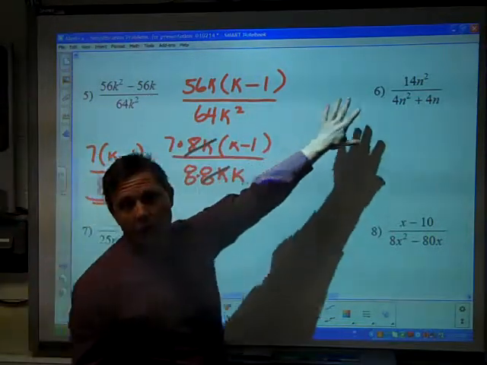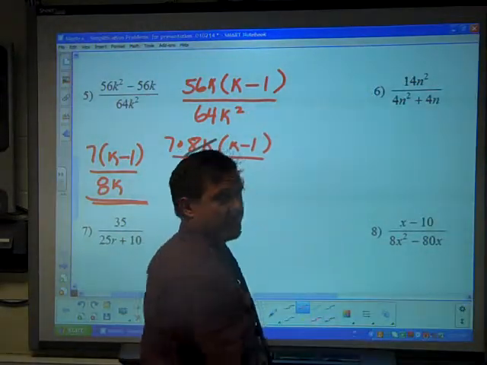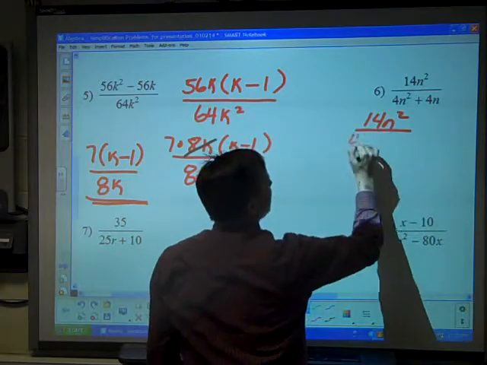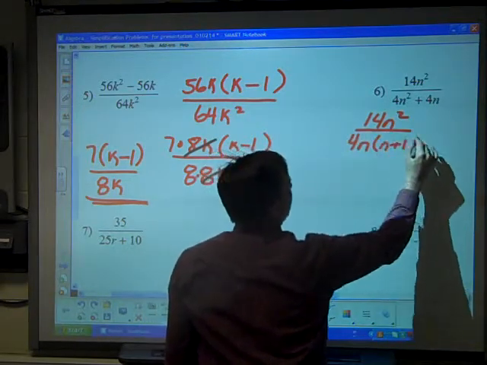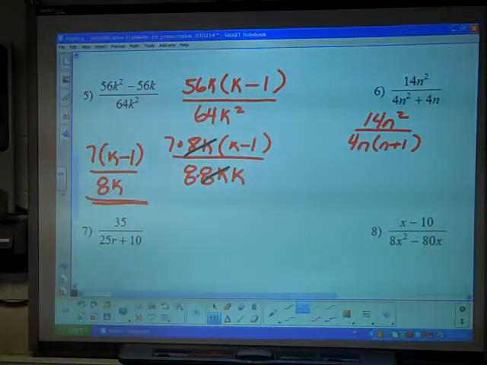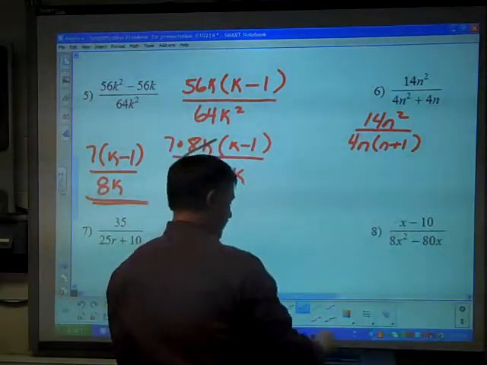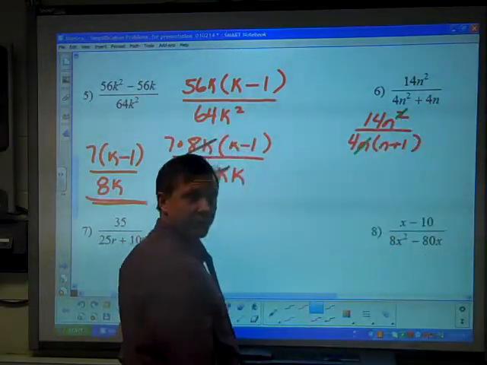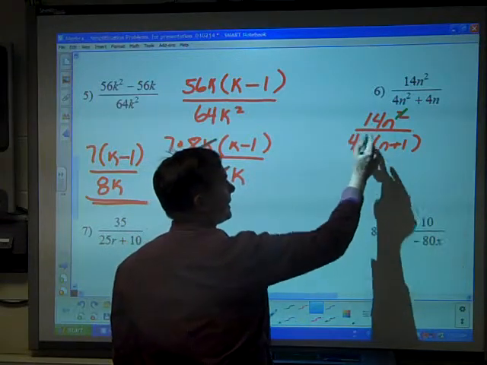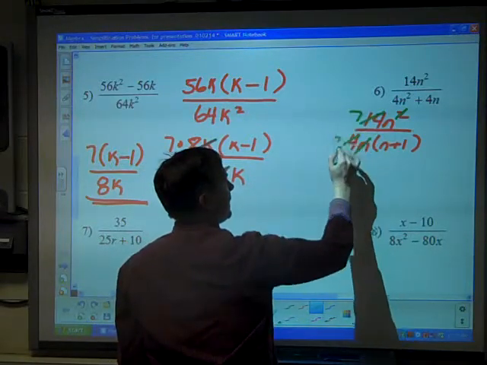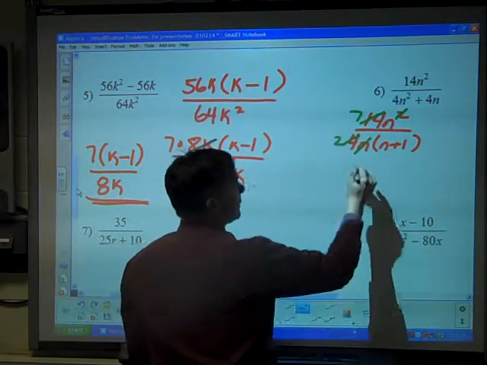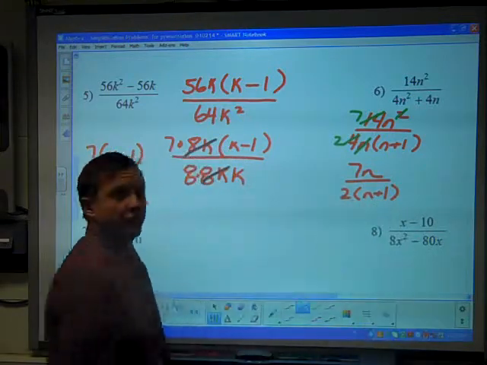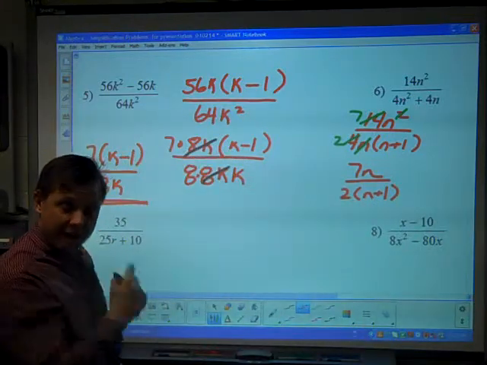Again, number 6, there's a sum in the denominator, you have to make it a factor. I see 4n being common. Again, make sure they're equivalent. And this time I'm not going to reduce. I'm going to go n, and that takes care of one of the n's. 14 divided by 4, well, that is equivalent to 7/2. So my answer is 7n over 2 times n plus 1. And again, you can distribute this to n plus 2, but I'll leave it as the factors.